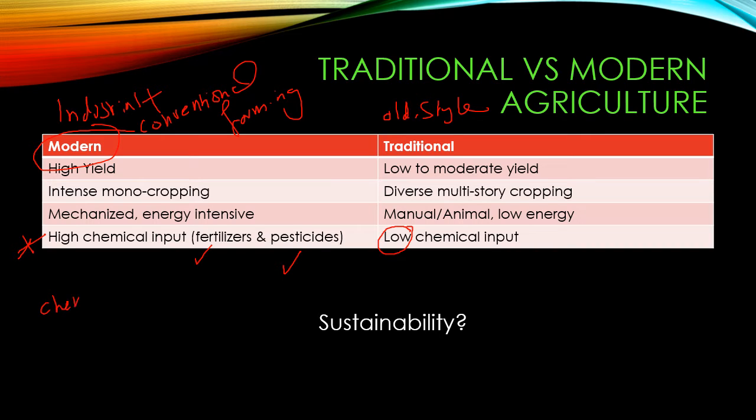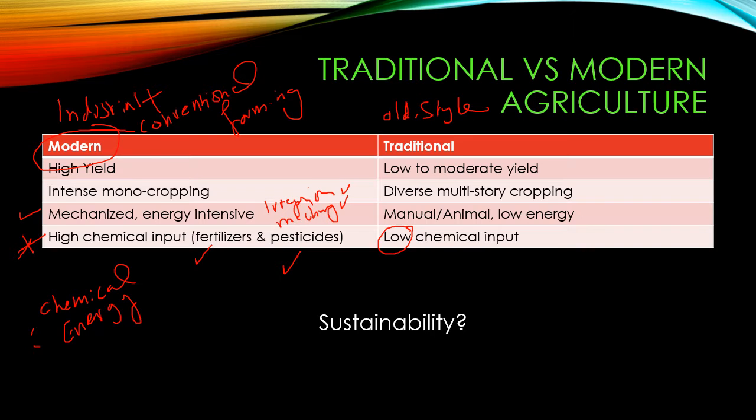So chemical is one thing. So we have chemical input. That is one thing. And the other one is high energy use. So most of the modern agriculture, most of the conventional agriculture is mechanized. They require tons of energy, huge energy to run all the operation. And that includes irrigation systems, machinery, tractors, harvesters, all kinds of machinery. So it needs a lot of energy.